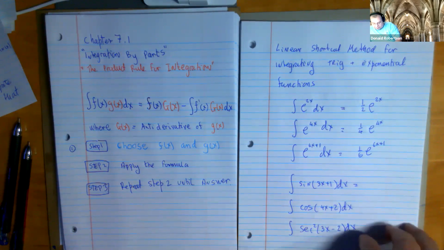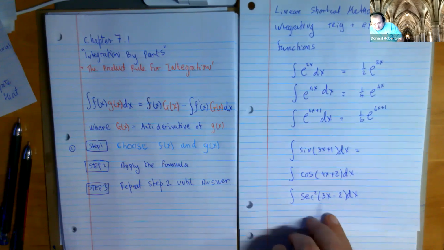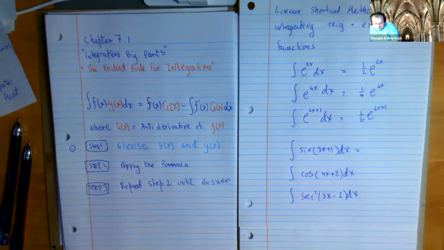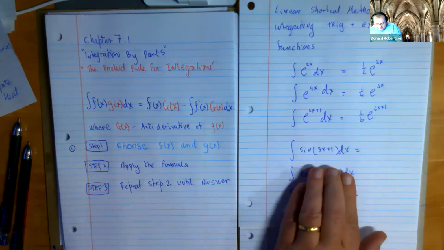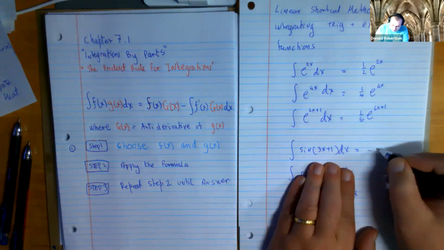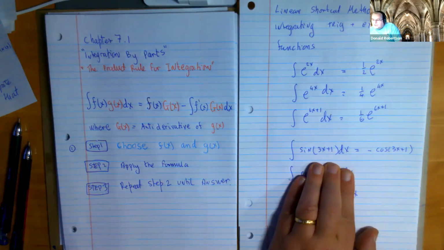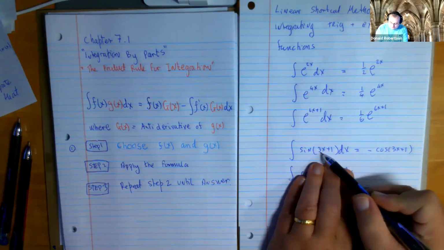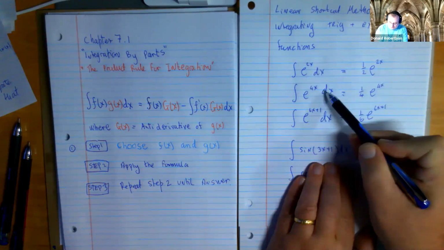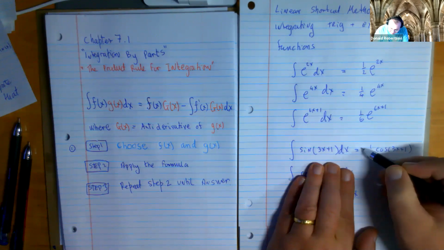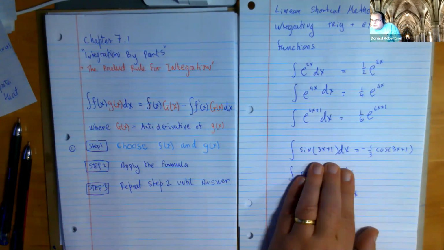Let me show you how the linear shortcut method works. Basically, you integrate it as if it was an x, and then you figure out what fraction goes at the front. Now, if you integrate a sine, don't you get a negative cosine? What fraction should go at the front to compensate for the 3x plus 1? 1/3. Yes. Do you see it's the same basic pattern as e to the 2x? You get a half.